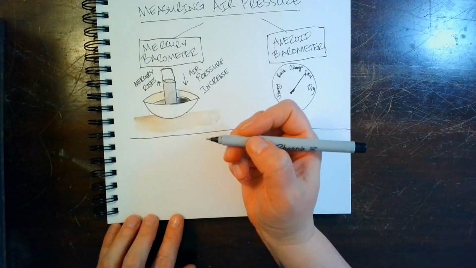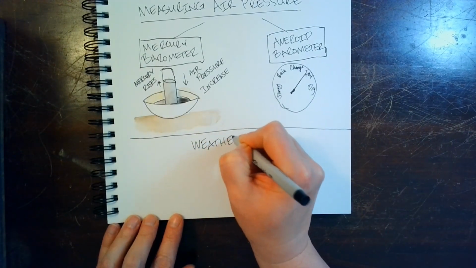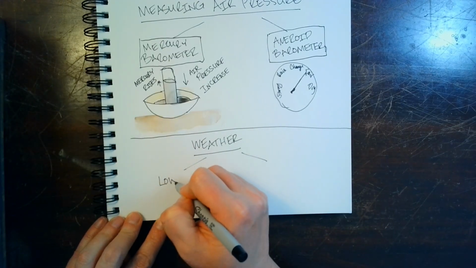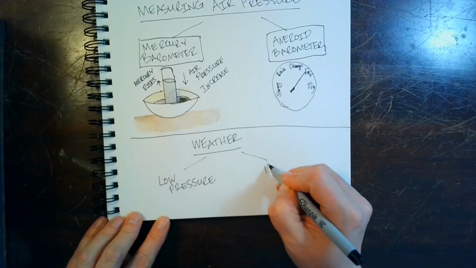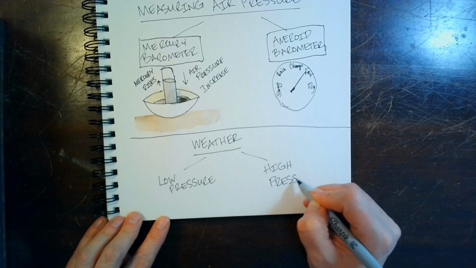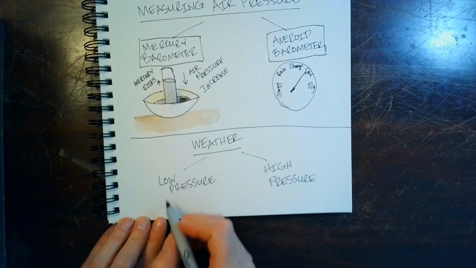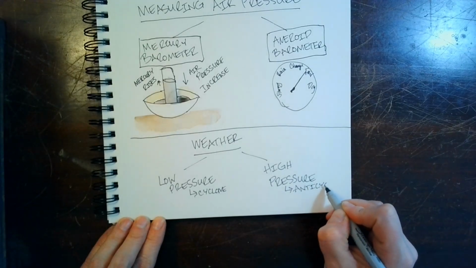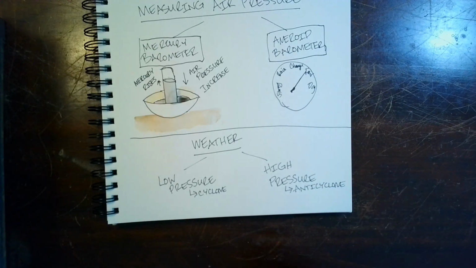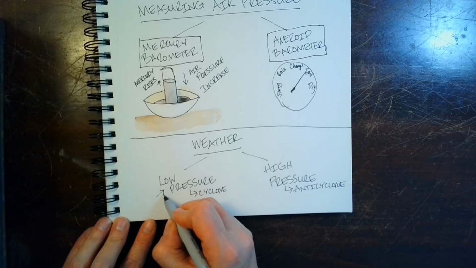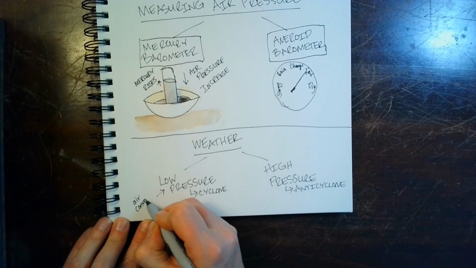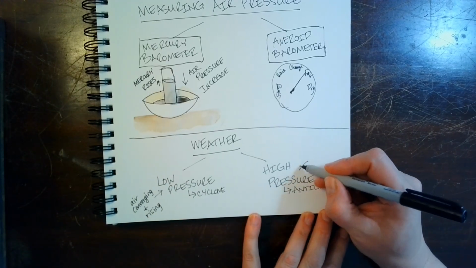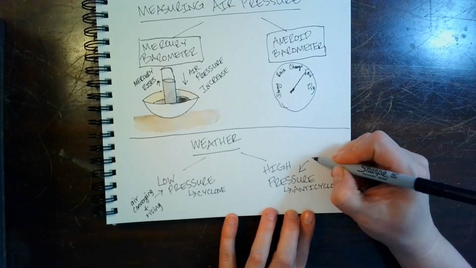Now let's connect air pressure to weather. So we have two main types of pressure systems: low pressure systems, which result in something called cyclones, and high pressure systems, which result in something called anticyclones. In a low pressure system, the air is converging and rising. On the other hand, in a high pressure system, the opposite thing happens. The air is sinking and diverging.